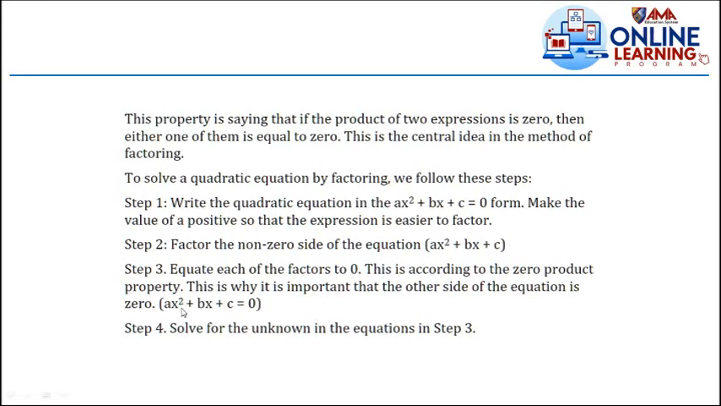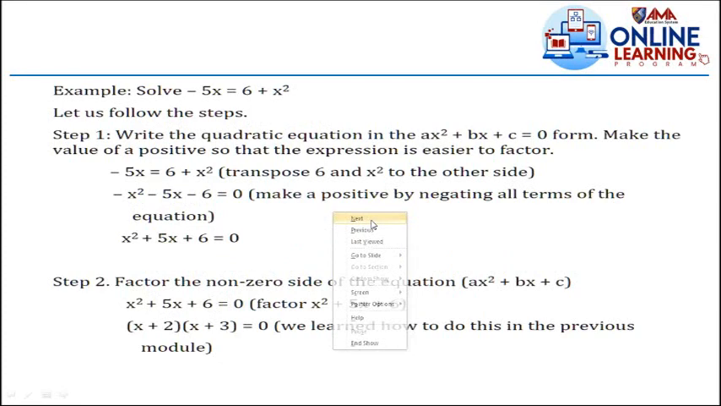Ito po siya, no? ax squared plus bx plus c is equal to 0. Para lahat po ng dalawang factors na nandito, yung dalawang solutions natin, ay ma-equate natin sa 0 using the zero product property. Step number 4, solve for the unknown in the equation in step number 3. Example, solve negative 5x plus 6 equals 6 plus x squared. Let us follow the steps.